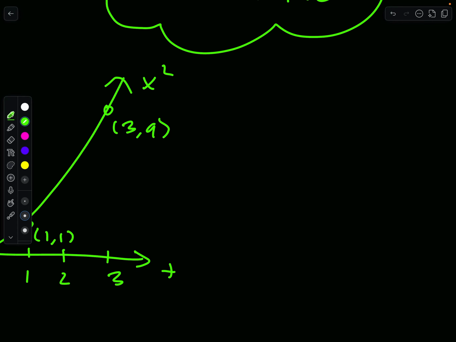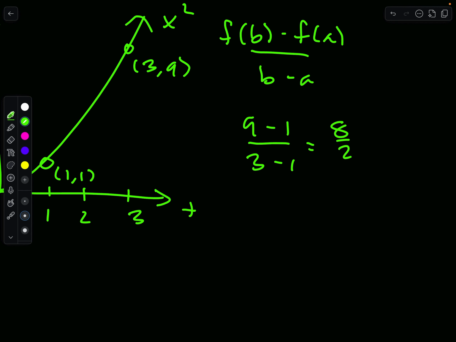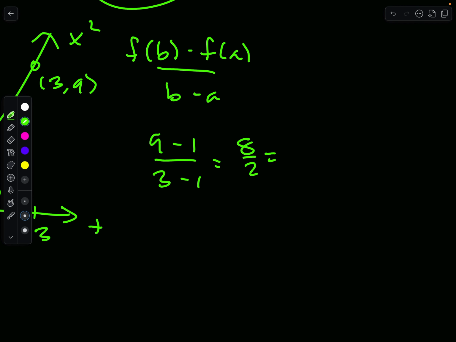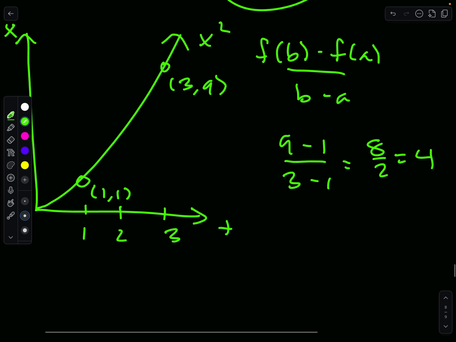Now, to compute average speed, we know how to do this. f of b minus f of a over b minus a. This is just rise over run. So then we get 9 minus 1 over 3 minus 1 equals 8 over 2 equals 4. So that would be the slope, or the average velocity between time equals 1 to time equals 3.